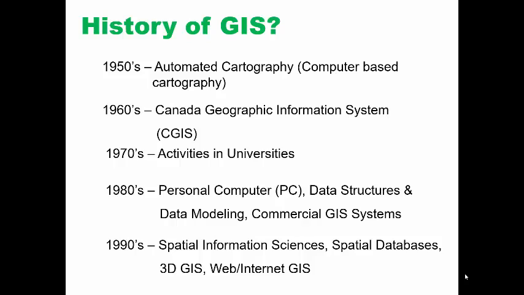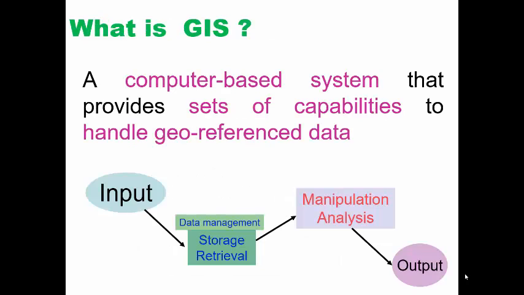The 1990s is a very important era for geographic information systems with the introduction of a new science branch called spatial information sciences. With this, spatial databases, 3D GIS, web-based GIS or internet GIS were started. A classic example for web-based GIS is Google Earth.